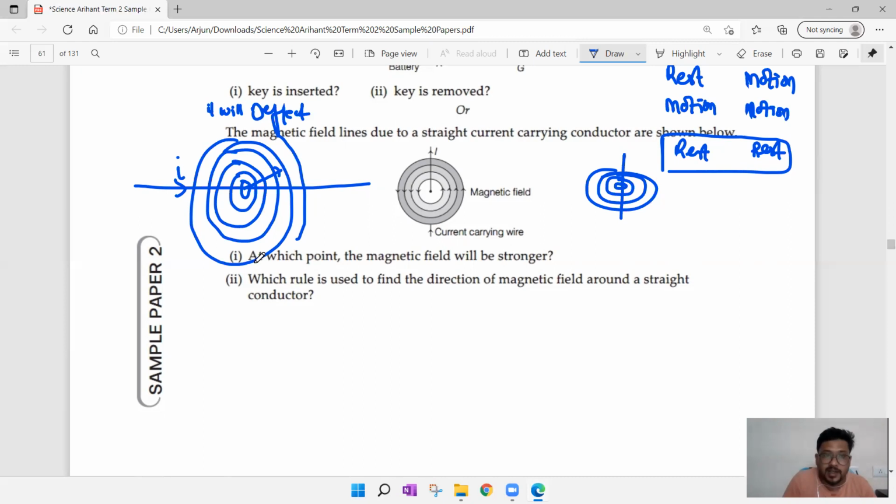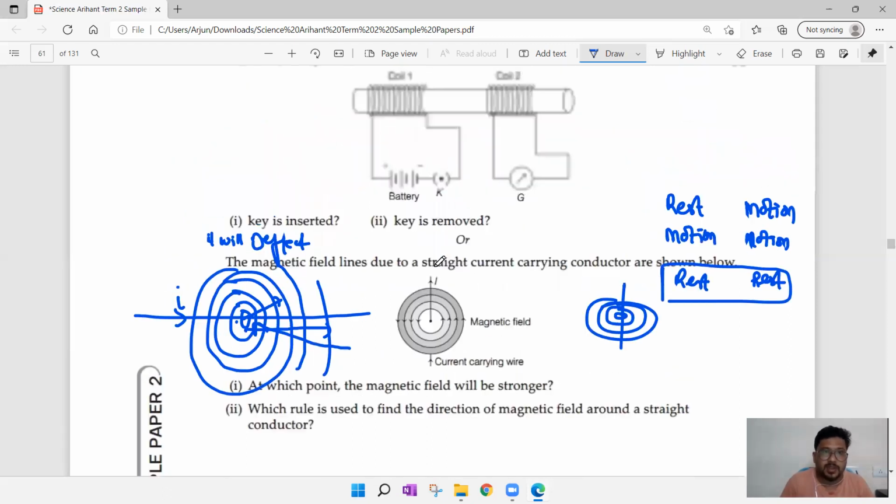And what they are asking: at which point will the magnetic field be stronger? At the middle. Or you can add the point like near to the conductor. At the place which is near to the conductor, the magnetic field will be stronger. If you are moving away from the conductor, the magnetic field becomes weak. If you are moving towards the conductor, the magnetic field will be strong. That is the answer you have to write. So at which point? Near the conductor. That you can add, that is more than enough. Next.